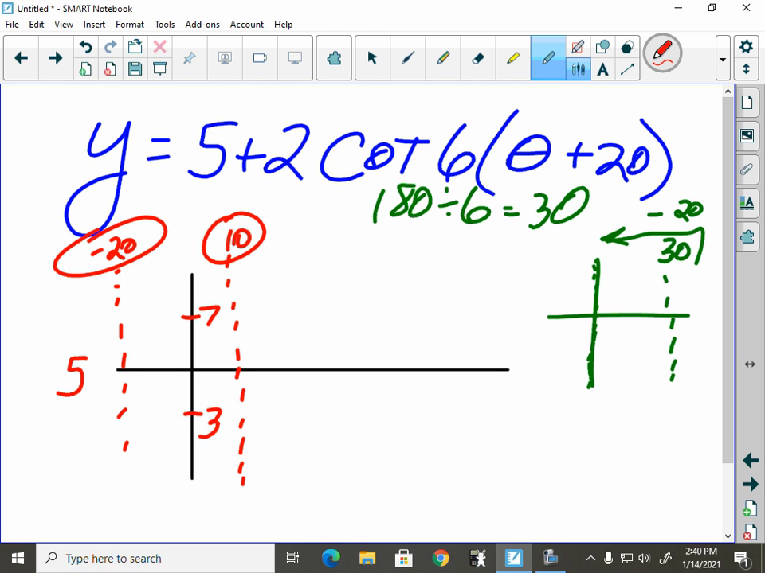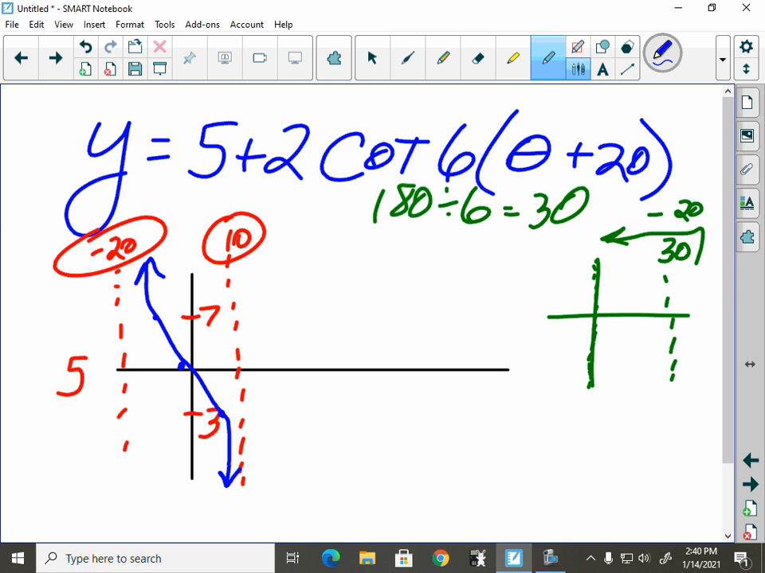And then I'm going to do a cotangent. Well, cotangent starts high left. Cotangent starts high left. So I'm going to kind of center it like right, I don't know, here. And then maybe something like here. And then maybe something like here. So cotangent starts high left and goes down, and that's it.